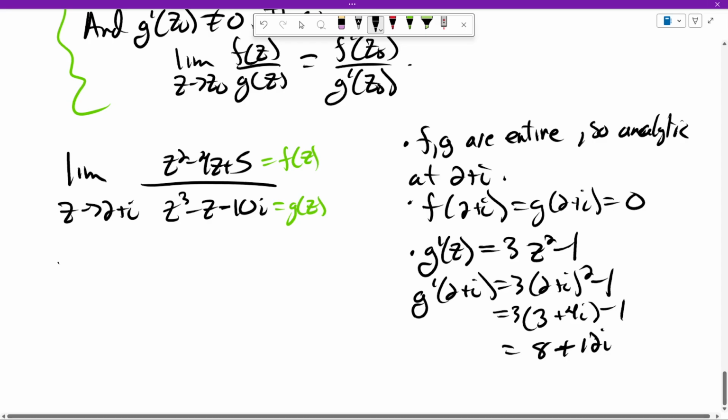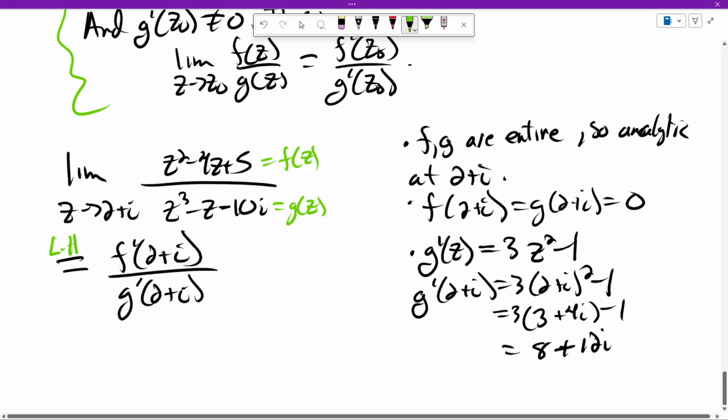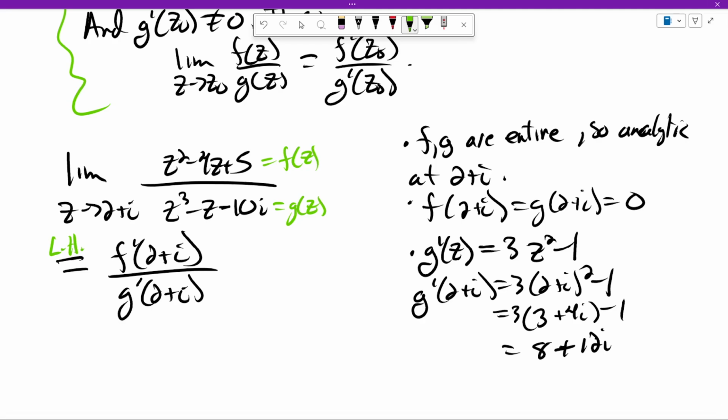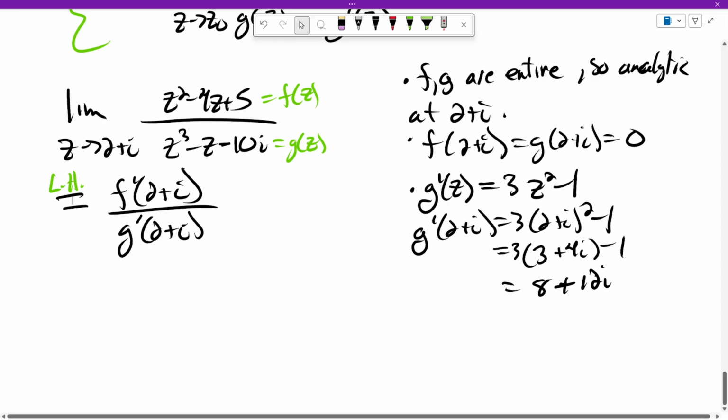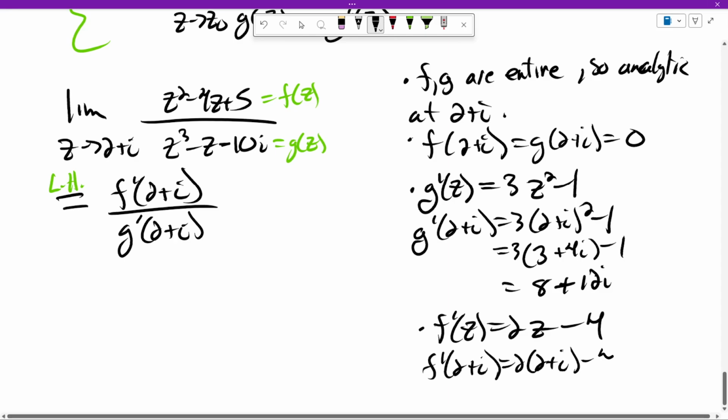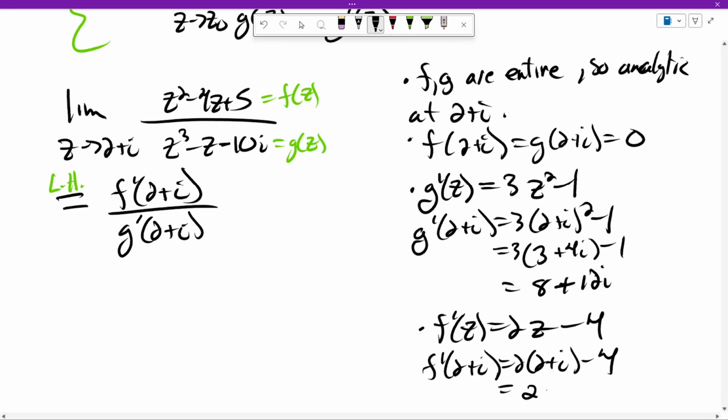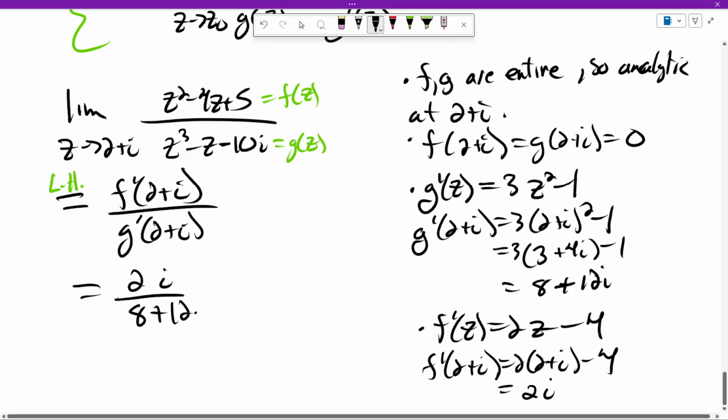All right, great. So this limit then is going to be f prime of 2 plus i over g prime of 2 plus i by L'Hopital's rule, because we satisfied the conditions and the denominator was not 0. We have to compute f prime of 2 plus i, so let's scroll down a little bit more to do that. f prime of z is going to be 2z minus 4. So f prime of 2 plus i is going to be twice (2 plus i) minus 4. If you compute this, you'll find you get 2i. So we're going to get 2i over 8 plus 12i.